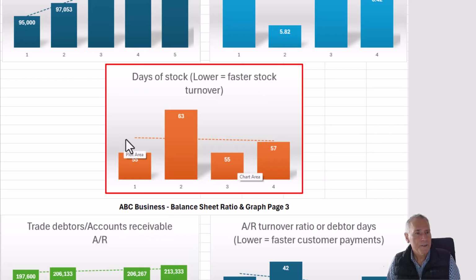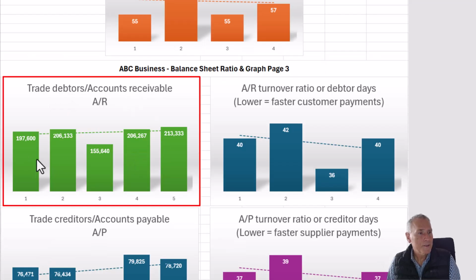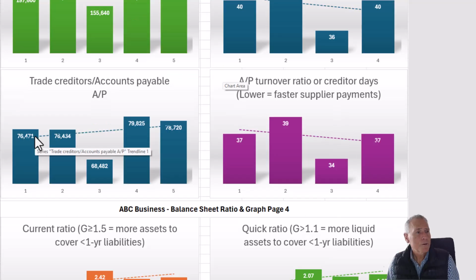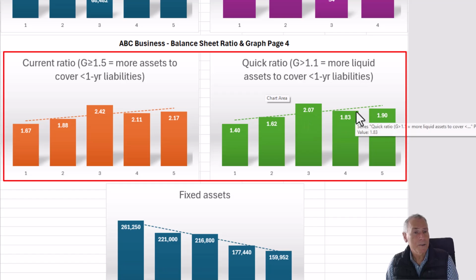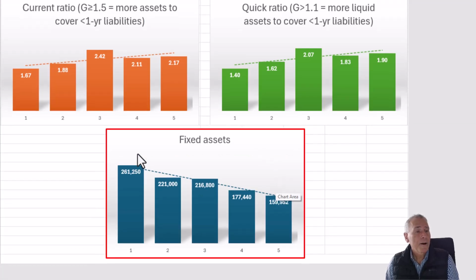And similarly, you can see that the days of stock is on a very, very slight decline. Accounts receivable is on a slight incline. Trade creditors or accounts payable, that's increasing over time. We've also got the current ratio and quick ratio graphs too, to show that these are improving over time, which is a good sign.